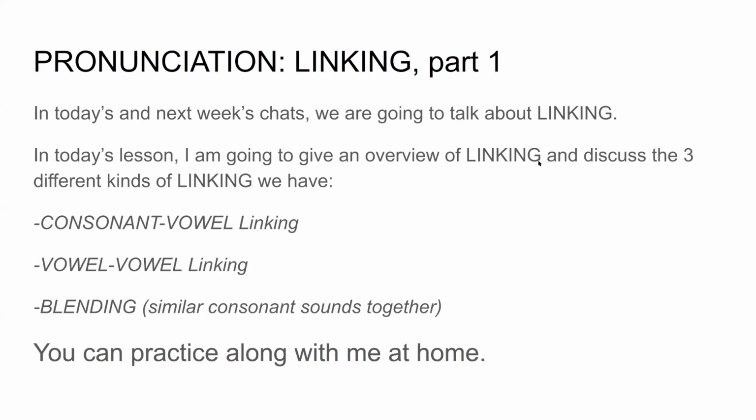And we're going to discuss the three kinds of linking that we have. So we're going to talk about what's called consonant to vowel linking, vowel to vowel linking, and what's called blending. Blending is when we blend consonant sounds together, which is again kind of a kind of linking, but not exactly the same. So we'll take a look at that here. And again, you can practice along with me. We won't be using our microphones, but you can follow along as we practice.